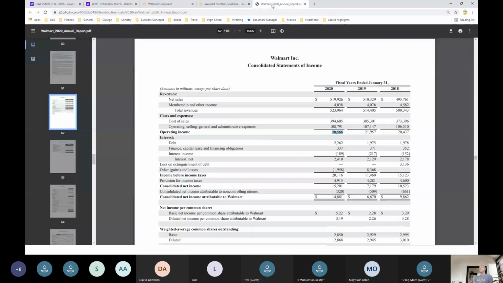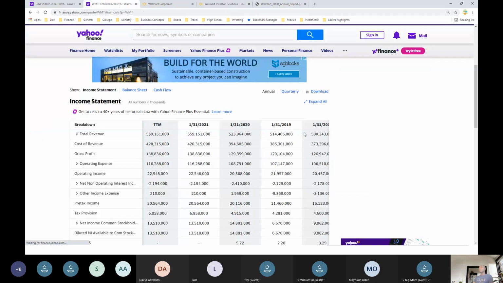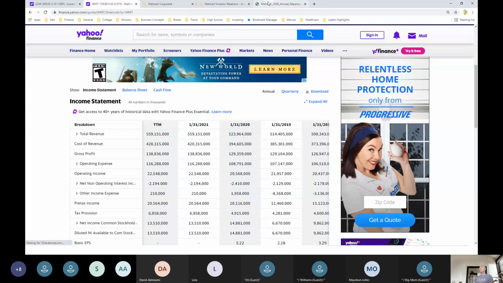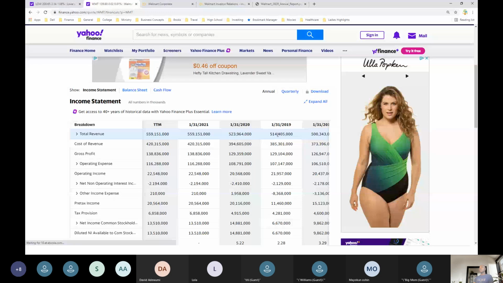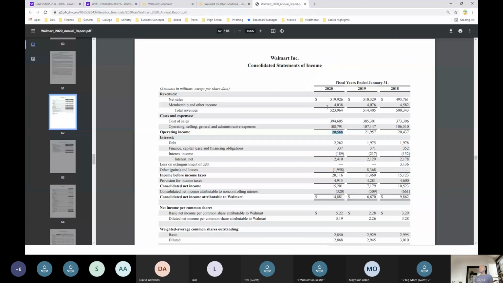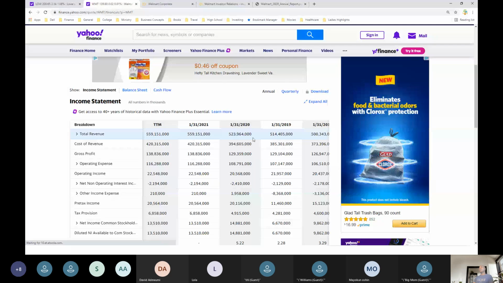What did we see on their side? Their side said 495, 510, and 523. It's really not that off, right? This is Yahoo, 500, when Walmart says 495. For 2019, they said they made 510. Yahoo said they made 514. For 2020, they said they made 519. Yahoo said they made 523.